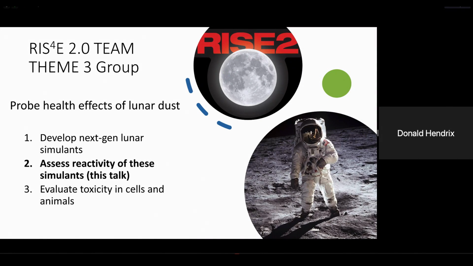So I'm part of the RISE-2 team, and within that team, I'm part of the Theme 3 group. What the group does is we probe the health effects of lunar dust. More specifically, we try to develop the next generation of better lunar simulants. I myself try to assess the reactivity of these simulants, which we're going to talk about today. And there are others in our group who look at the toxicity of these simulants in cells and living animals.